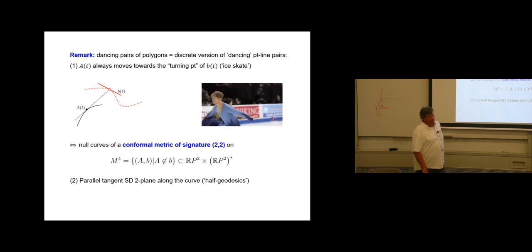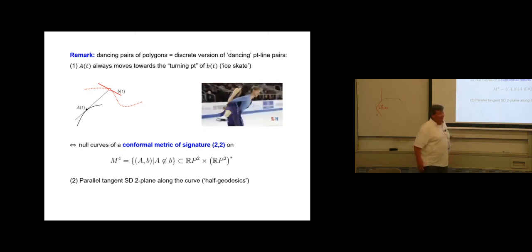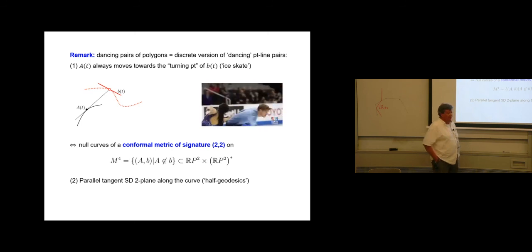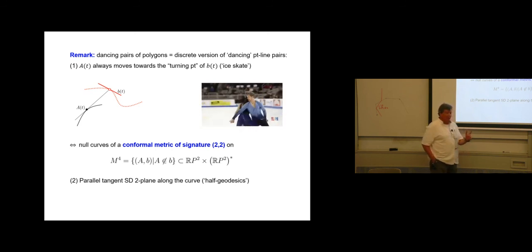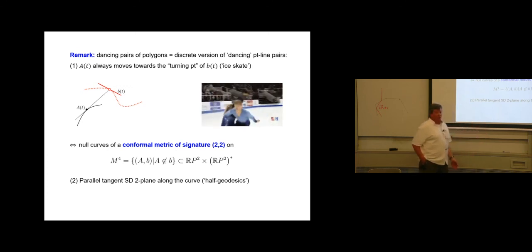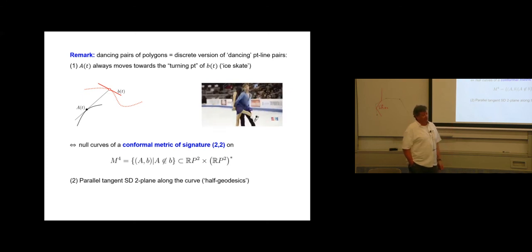So I don't know. Does this look dancing enough to you? This picture? Self-dual. Yes, I have to explain. In this signature, if you have a null line, it's always the intersection of two null planes, one self-dual, one anti-self-dual. And the condition on the curve is that the self-dual tangent plane is transported in a parallel fashion along it. We call it a half geodesic.